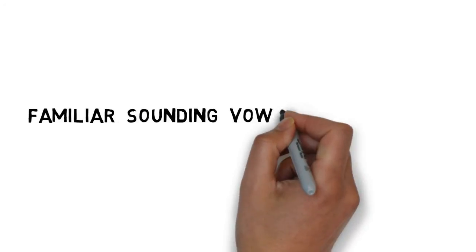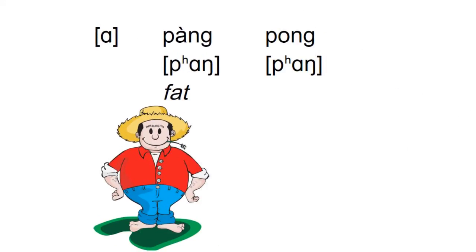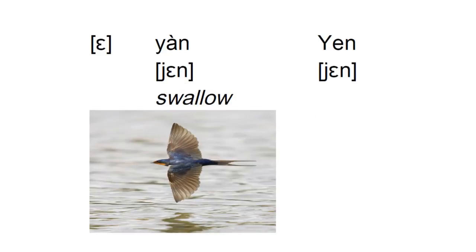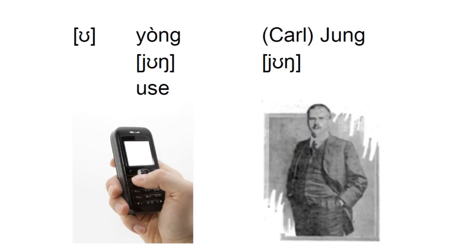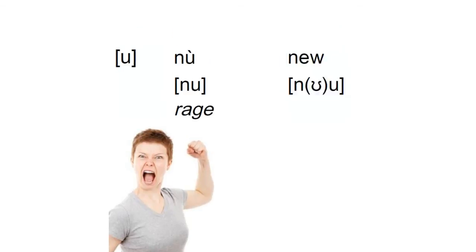To review, we began with 5 vowels that are basically the same in Mandarin and English. I as in me, or English's me. A as in pang, or English's pong. In as in Mandarin's yin, or English's yan. Ong as in yong, or in Carl Jung. And u as in Mandarin's nu, or English's new. For this vowel, though, be careful to stay in one place if your dialect of English uses 2 vowels there.